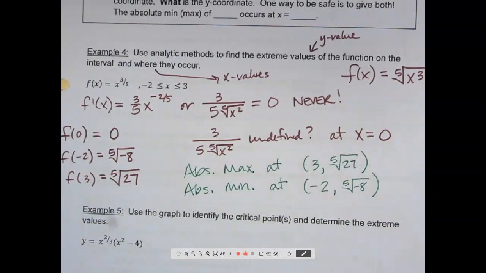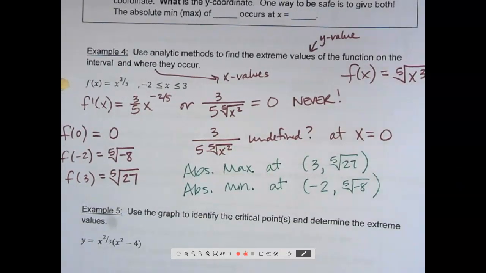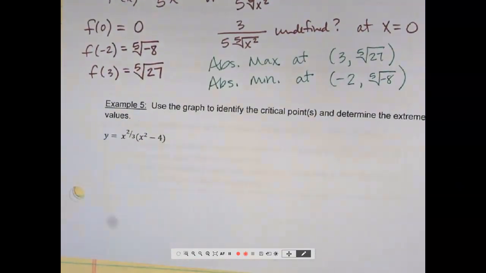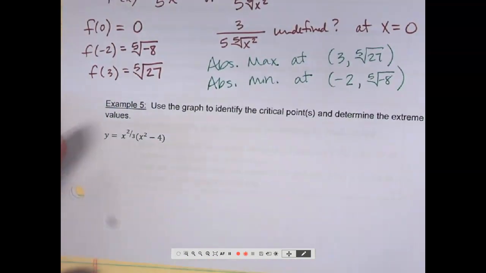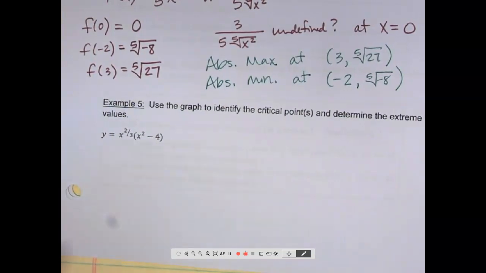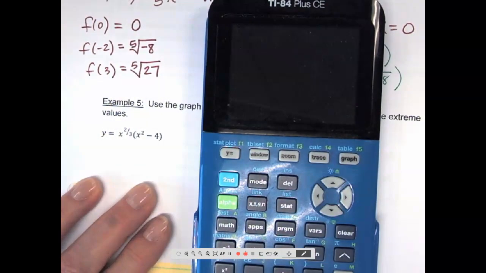Any other questions on that one? All right, let's look at the next one. Okay, so this one is crazy. We're going to use the graph on our calculator to help us. So use the graph to identify the critical points and determine the extreme values. Okay, let's graph this. I have no idea what that's going to look like.